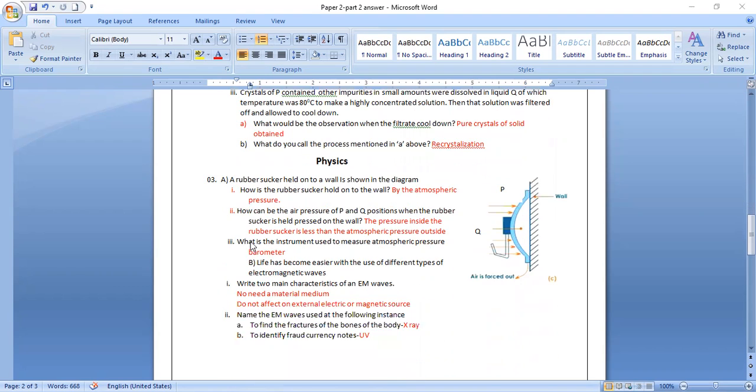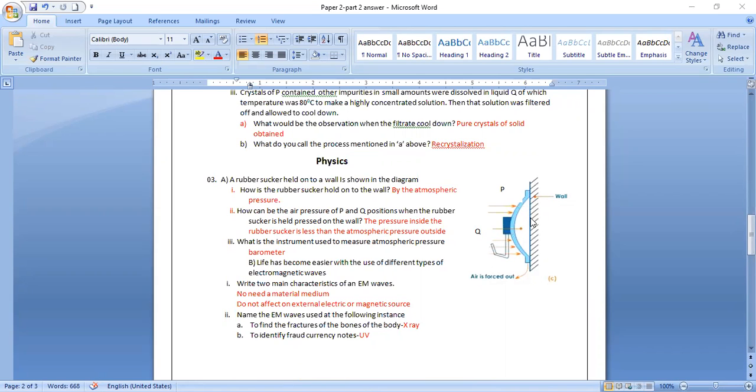physics part. Right. Here, a rubber sucker held on the wall is shown in the diagram. How is the rubber sucker held onto the wall? So how is it held here? This part, there is a wall, this is the sucker, and it is held by the atmospheric pressure. Due to the atmospheric pressure, it is held. How can the air pressure at P and Q be explained?